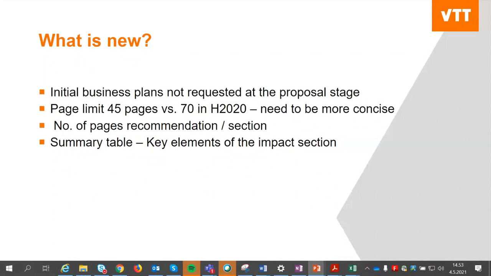Then it's more well described what is expected of you, and there is also a recommended number of pages per section. So when I go to the actual structure of the proposal, you'll see that it's recommended to be 5 pages, 3 pages and so on. And then there is also this summary table describing the key elements of the impact section. I feel that is very helpful, because once you see it, you start thinking what should I put here? With the help of that table, it's easier to describe the pathway to impact, in my opinion. But let's see that in a short while.